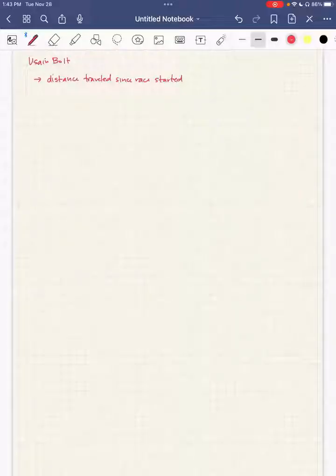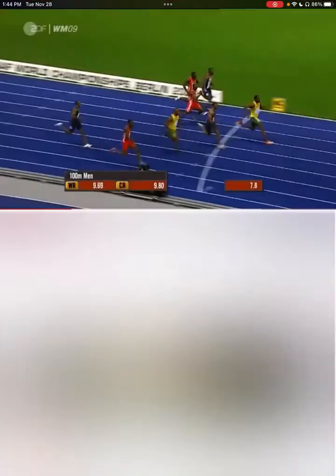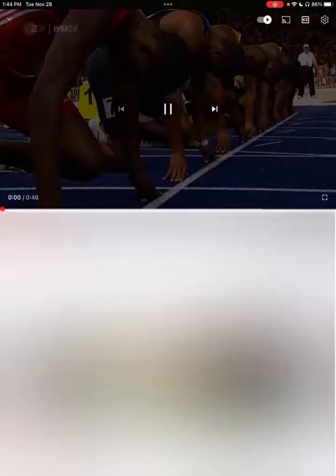And then let's look at the time elapsed since the race started, or since the gun went off, however you want to say it. Since race started, I'll be consistent. So let's take a look. We'll watch it again and focus on those two things. So let's go back. Let me restart it. Here we go.